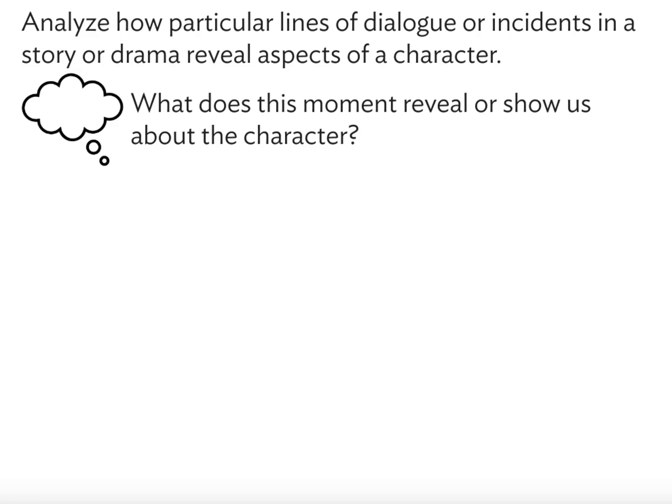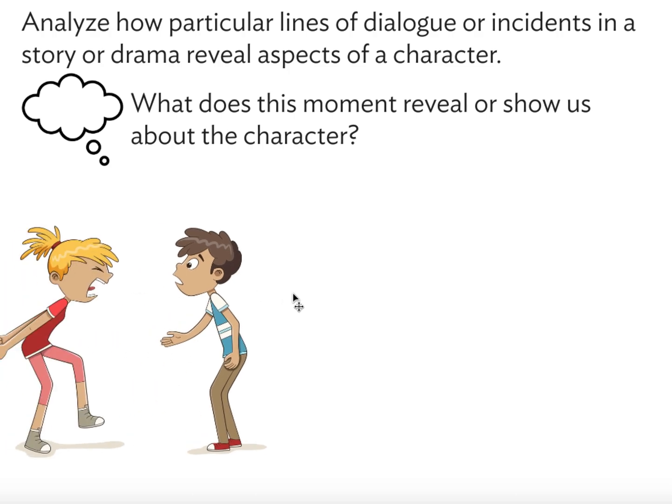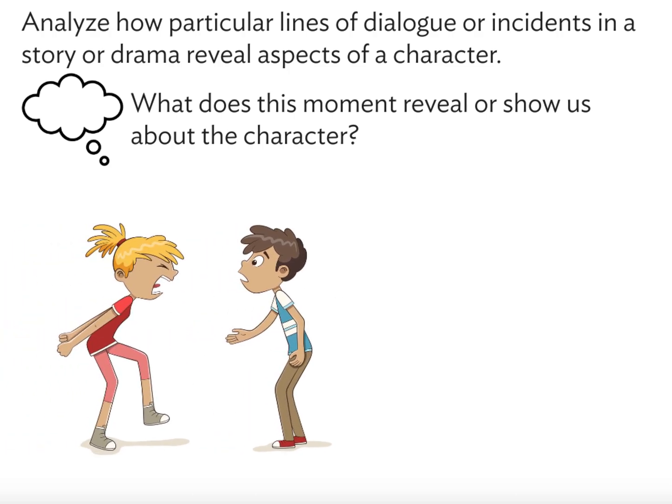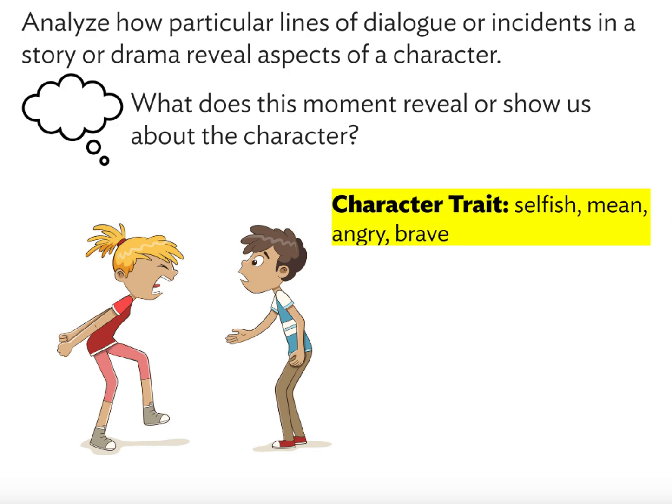Today, we would love for you to practice this same skill with your independent reading book. So what you're going to do is choose an important moment, a moment that reveals or shows you something about the main character. The moment you choose might show you a character trait. For example, maybe in this moment, I'm learning that my main character is selfish or mean or angry, or maybe she's actually acting really brave and is finally standing up for herself.